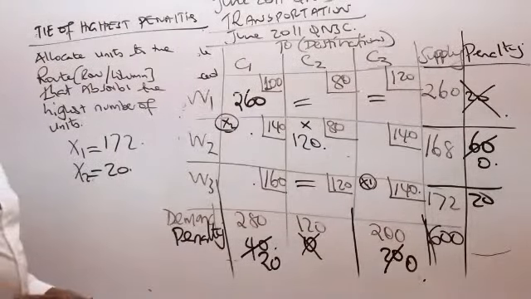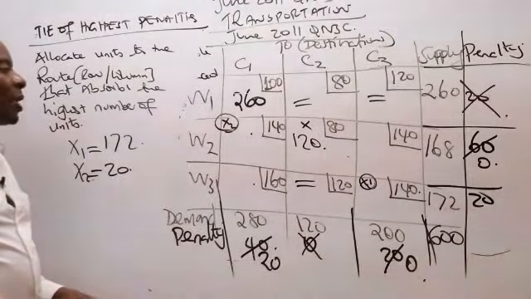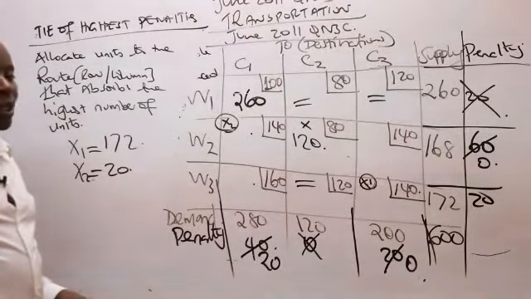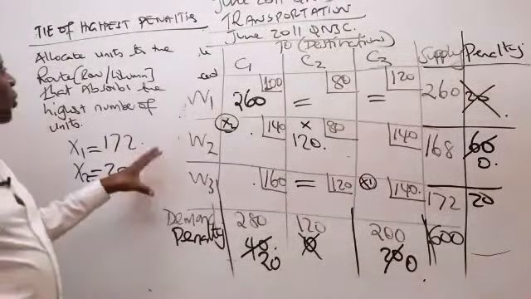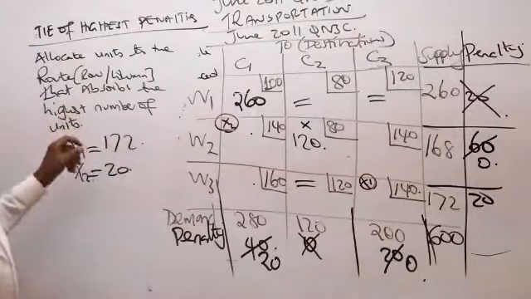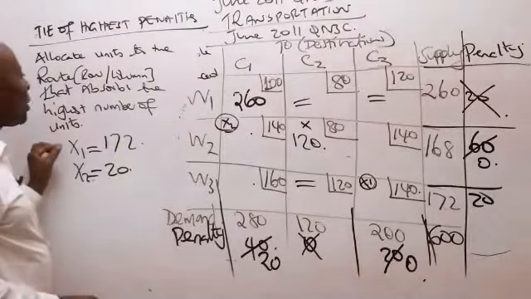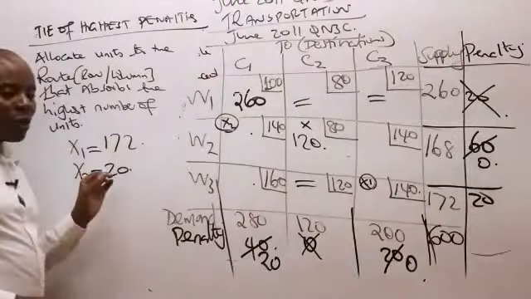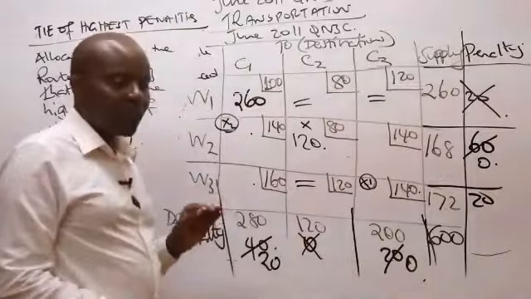Now listen, my greatest students, listen. Once I reach here, I need to ask myself a simple question. Which is this question? Remember, it is a tie that you're trying to resolve. We said whenever there's a tie of highest penalties, always allocate units to the row or column that absorbs the highest number of units.